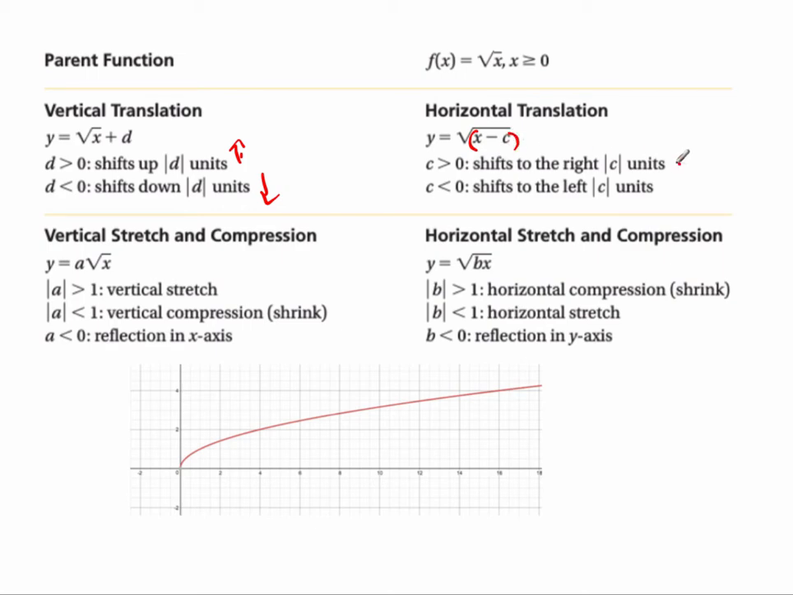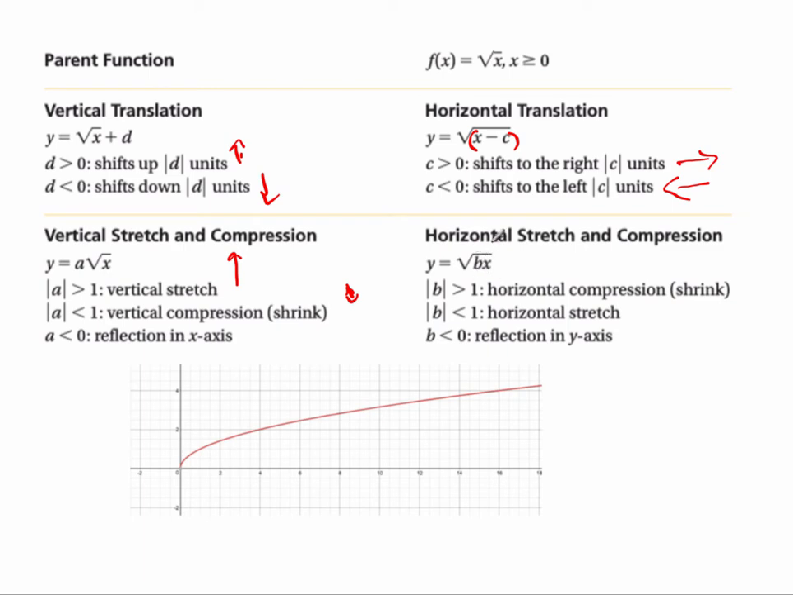When c is positive, we're going to move c units to the right, and when c is negative, we'll move c units to the left. Now, vertical compression and horizontal stretch, these are incredibly similar. It just depends upon whether your constant is outside of the radical or inside. If the constant is outside and it's greater than 1, then it's a vertical stretch. If it's less than 1, then it's going to be a vertical shrink, so it's going to squish it down a little bit. If A is negative, then it'll be a reflection across the x-axis.